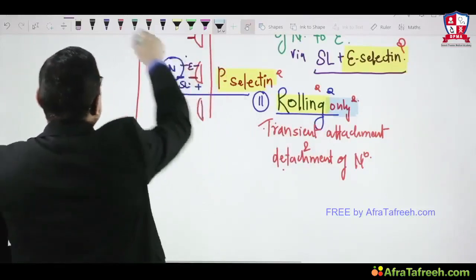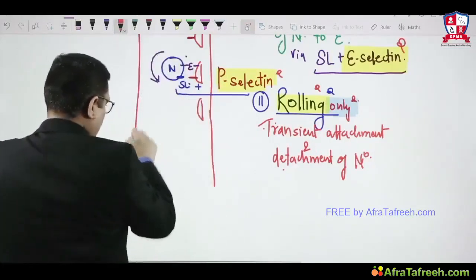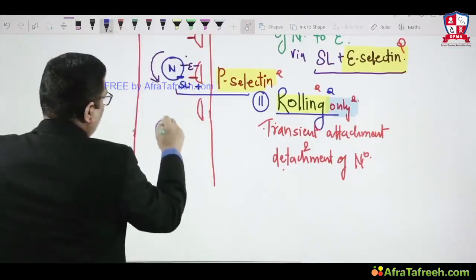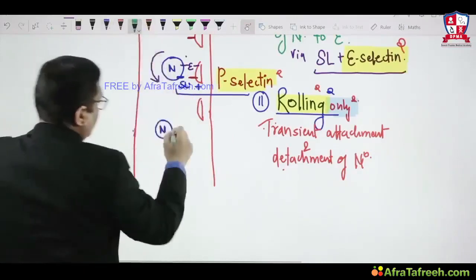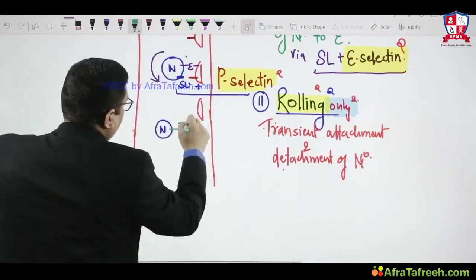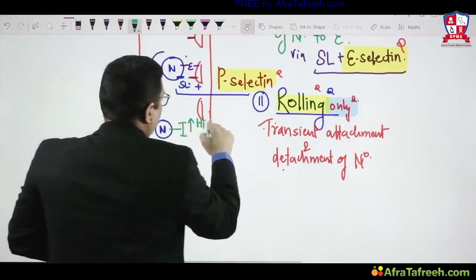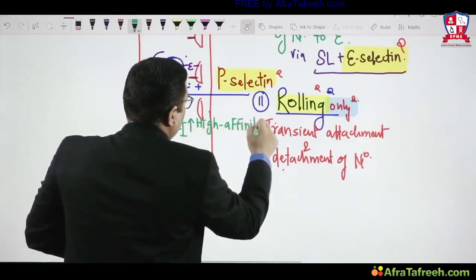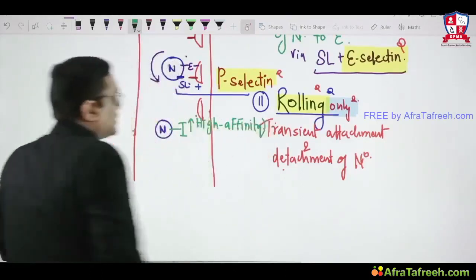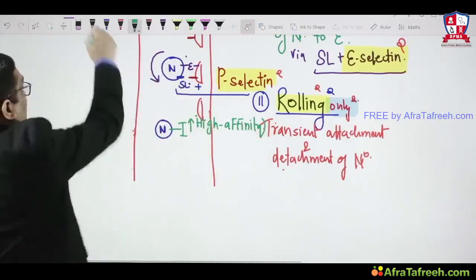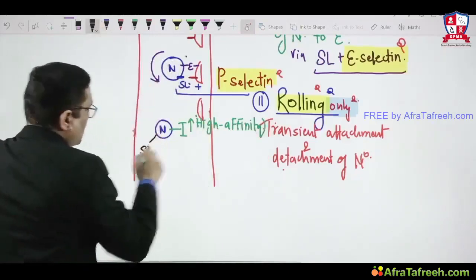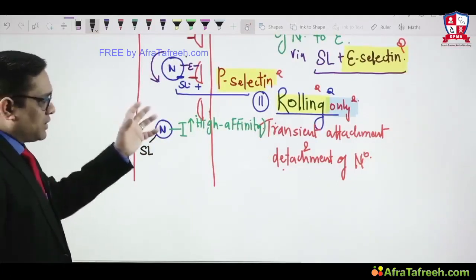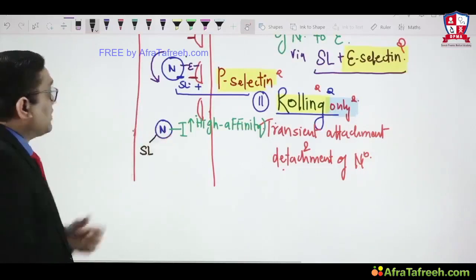After that, what you will see is that now they have started rolling. When this neutrophil starts rolling, what will happen? On the neutrophil surface, integrin will be activated. So now integrin has been converted into high affinity integrin. This is called high affinity. So this integrin is having high affinity, and sialyl-Lewis has been moved out, right?